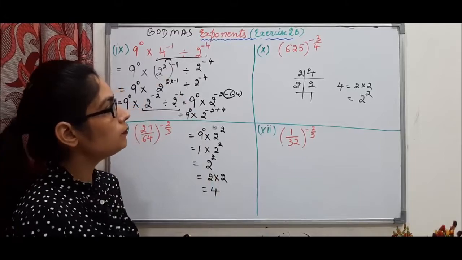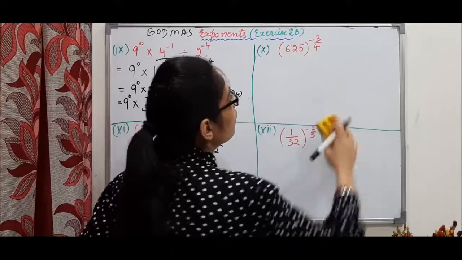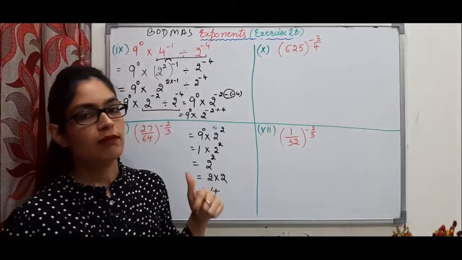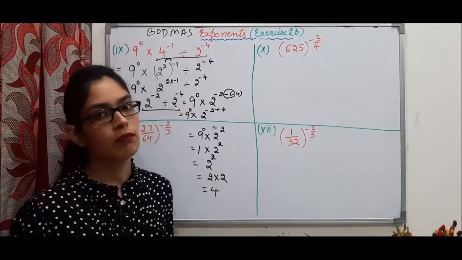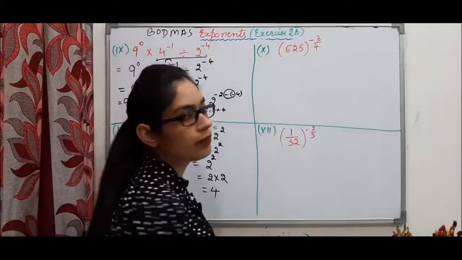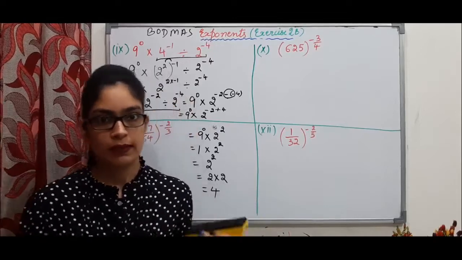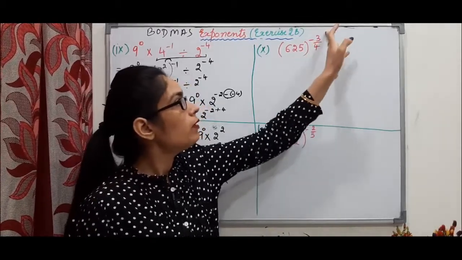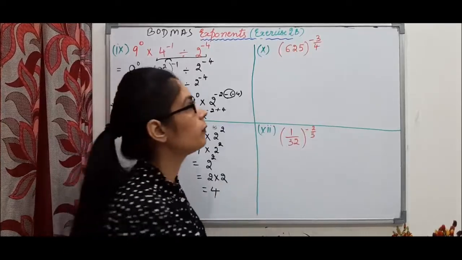In the 10th part, it's given 625 whole power minus 3 by 4. So 625 is a bigger number. So we have to first check whether we can write it in exponential form or not. And this power is also in fraction. So two things: if the number is quite big, you have to check whether you can write it in its exponential form, and moreover when the power is in fraction, at that time also you have to check.